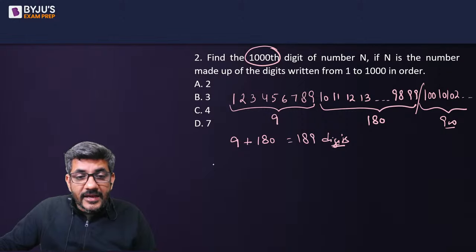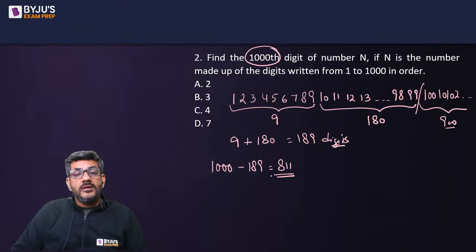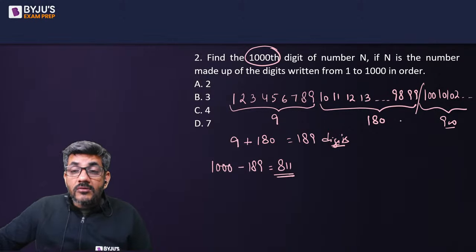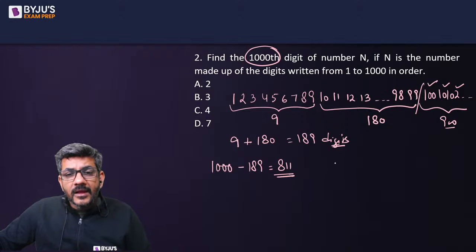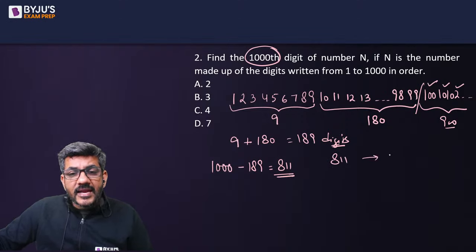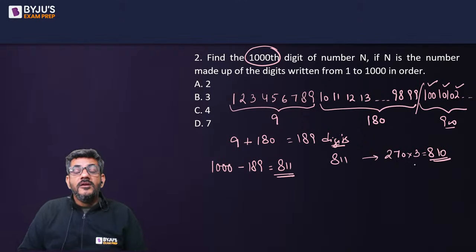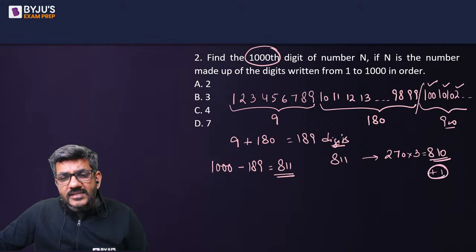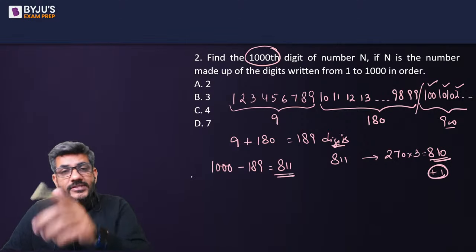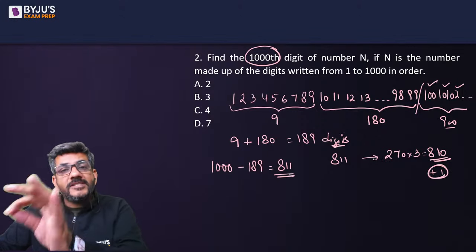189 digits till 99. So out of the 1000 digits, 189 are done, so how many digits are left? 811 digits are more there which we have to count. Now the numbers start with 100, 101, 102. Every number has 3 digits. If every number has 3 digits, can I say 270 numbers will have 810 digits? 270 numbers will have 810 digits, and after that there is one more digit, that is the first digit of the 271st number. That will be our answer. So I have to go till the 271st number.